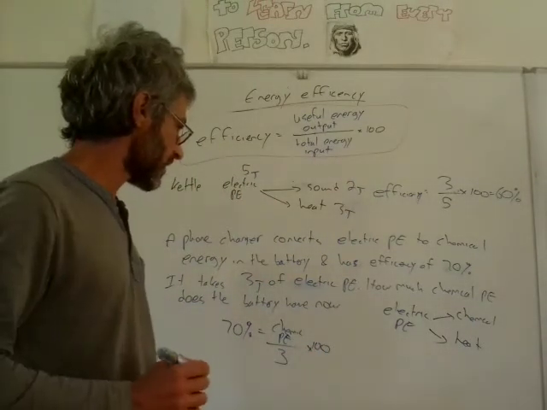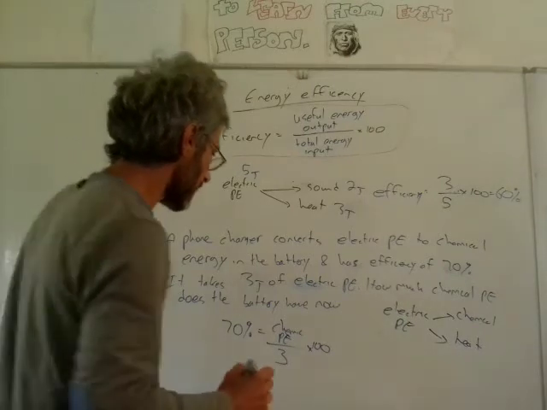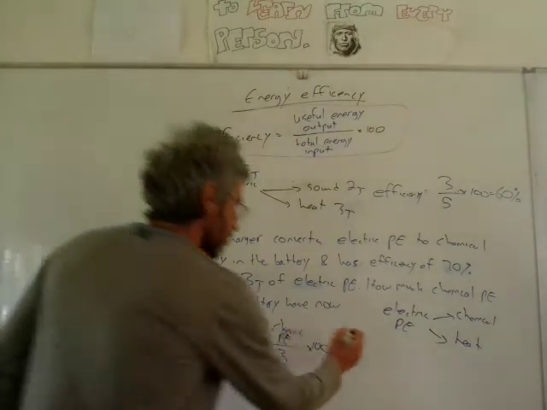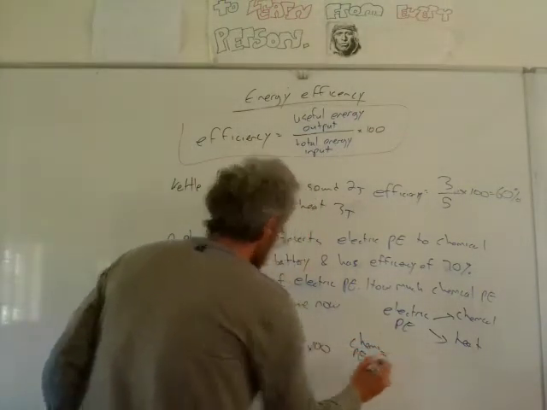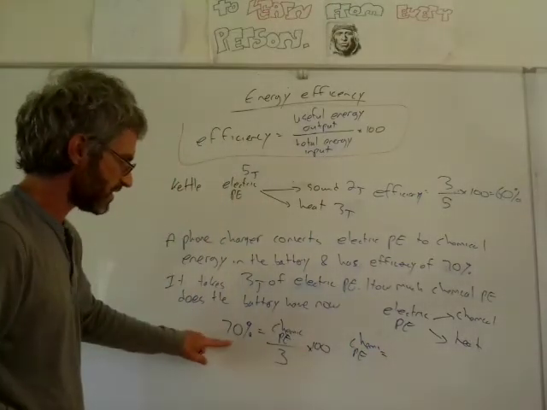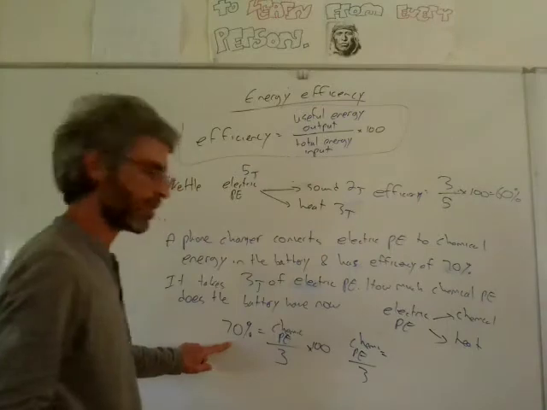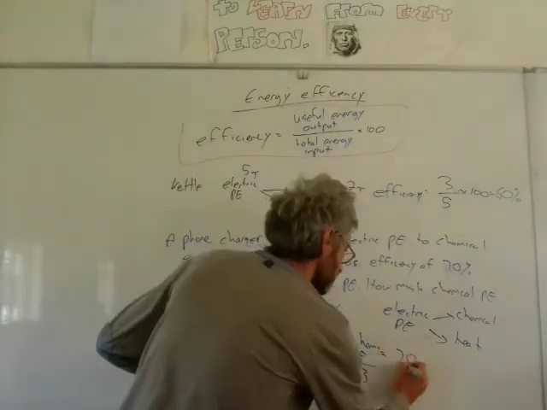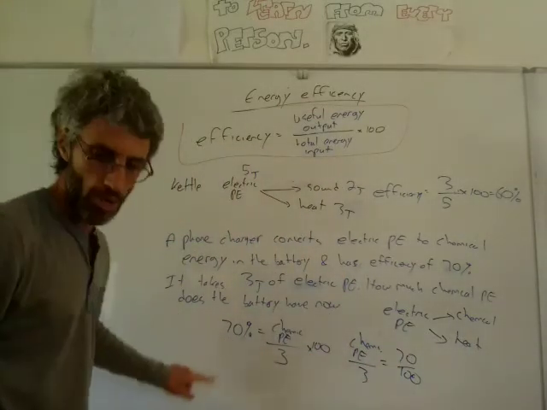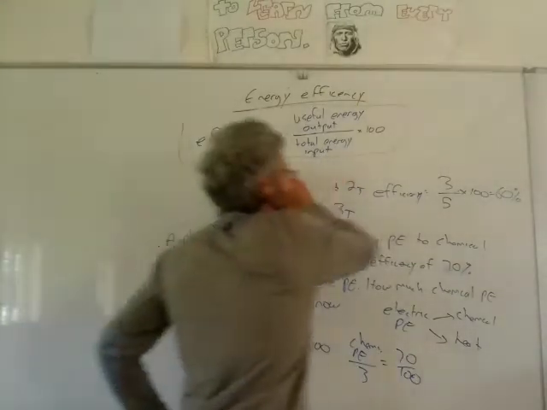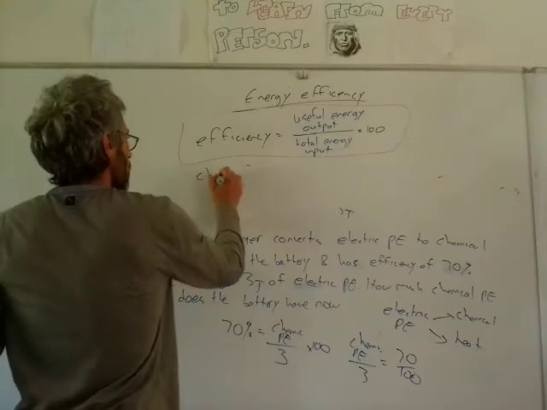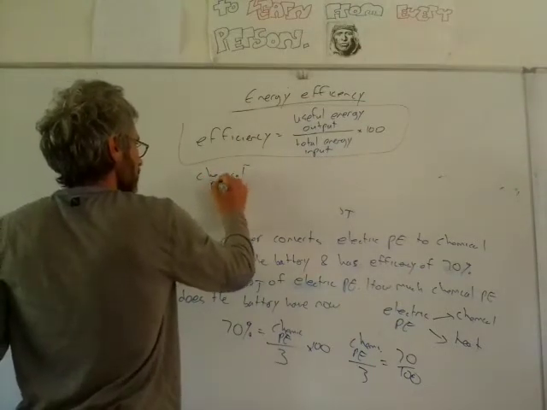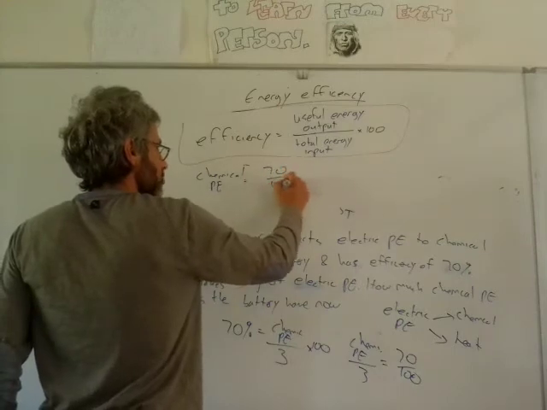Now I want to find out the chemical potential energy, how much it is. So what I've got to do is rearrange it. Okay, so I'm going to write chemical potential energy. You've done stuff like that. First of all, we're going to divide 70 by 100. So we'll write chemical potential energy divided by 3 is 70 divided by 100. I move the 100 to the other side. Running out of space, so I'm just going to write it down here. Don't mind. And now I want to get rid of the 3, so I'll times it by 3. So the chemical potential energy will be 70 divided by 100 times 3.